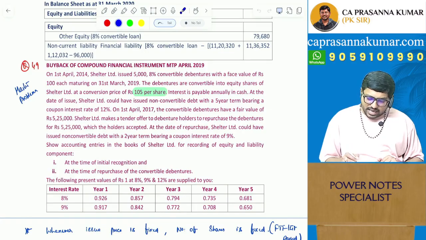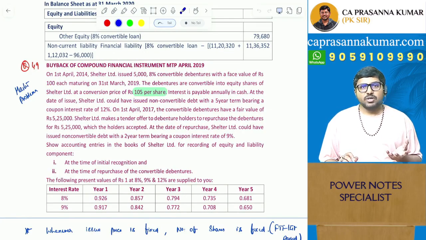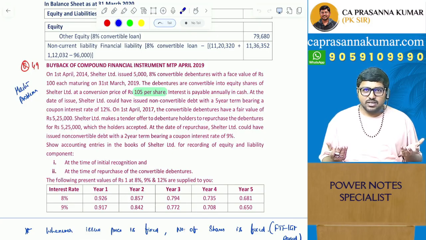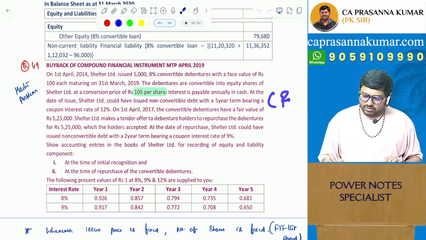Whatever the initial proceeds that you have received, you divide it by 105 and that will be your number of shares, which will never change. So it is going to pass the fixed to fixed test criteria. Therefore, you have equity. Therefore, it's a compound financial instrument.